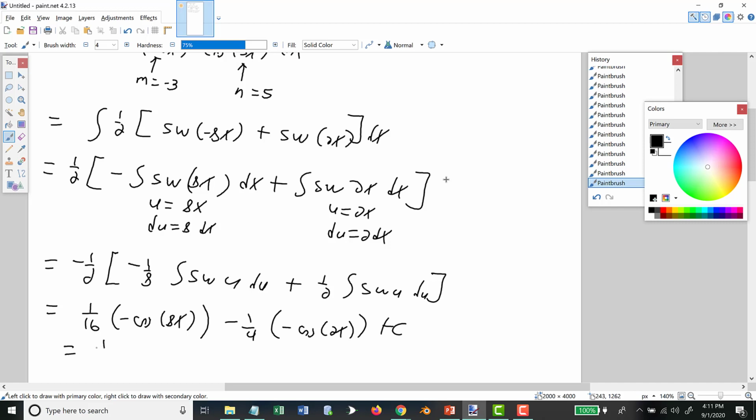So that gives us negative 1/16 cosine 8x. Negative negative is positive. Just double check and make sure I didn't mess up on signs. No, I'm fine. Cosine 2x plus c. And that'd be your answer.